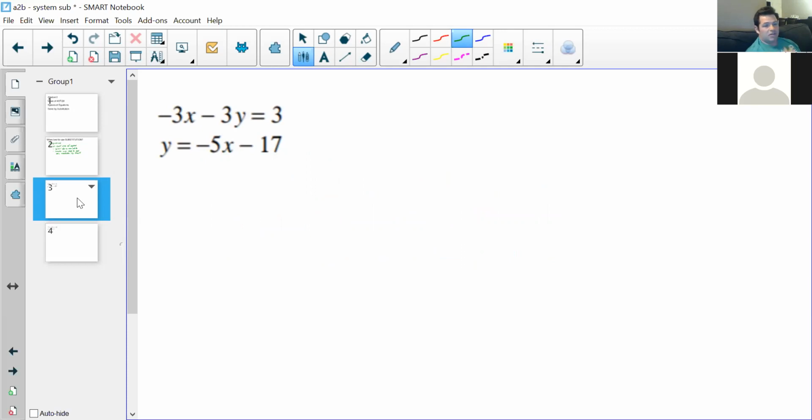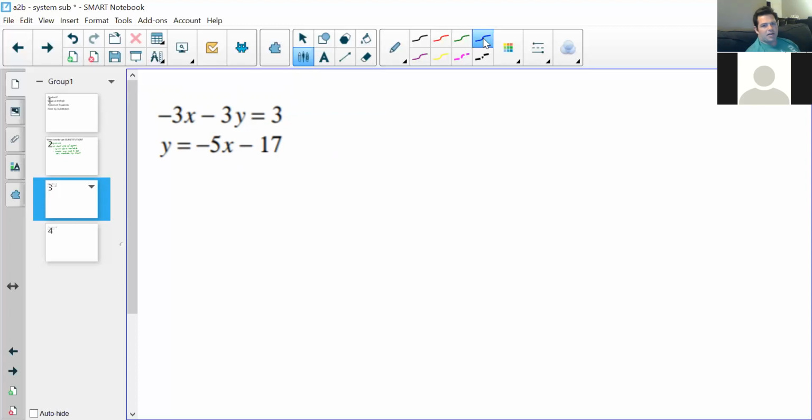Should be relatively similar to something that you might have seen back in Algebra 1. But in this particular example, you can see negative 3x minus 3y is equal to 3, and then y is equal to negative 5x minus 17. The first thing that I would notice here is that there is no coordinate plane for this example, so I could go ahead and create one myself. However, that might be a good hint to not necessarily graph this.